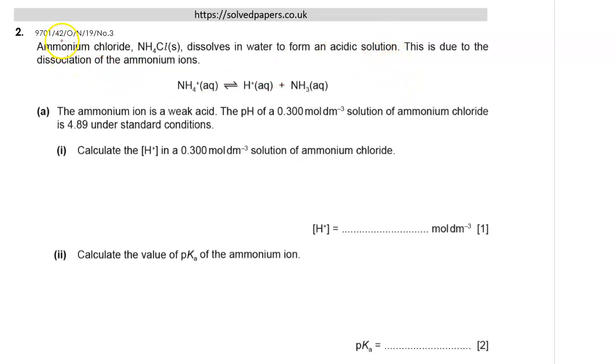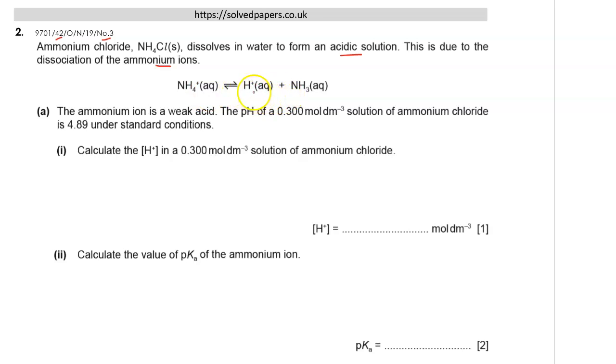Let's go to question number 2. Question number 2 was set on paper 4.2, and this was question number 3 of the November 2019 series. Ammonium chloride dissolves in water to form an acidic solution. This is due to the dissociation of ammonium ions. Ammonium chloride is a salt. When it dissolves in water, we get an acidic solution.